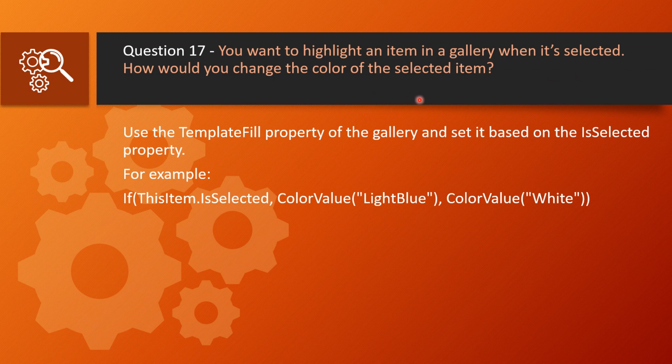You want to highlight an item in a gallery when it is selected. How would you change the color of the selected item? For that there is the TemplateFill property of the gallery, which is set based on the ThisItem.IsSelected property. If it is true, then it will be light blue for the selected row, otherwise it will be white.